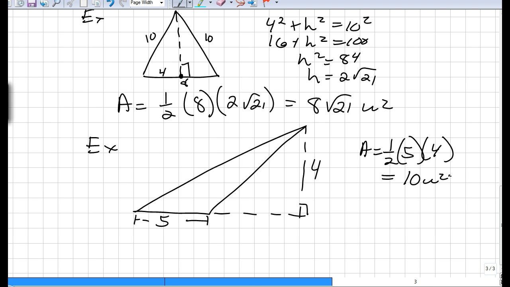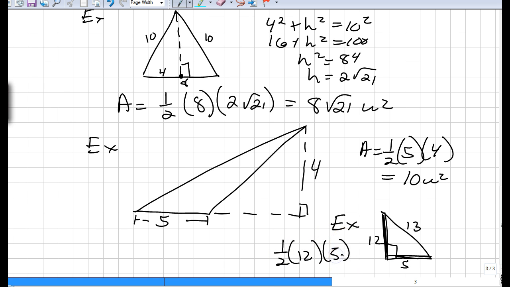Okay, and remember, on a right triangle, the legs are considered the height and the base. Okay, so if you have a right triangle where this is 12, this is 5, this is 13, then 12 is my altitude or height, and 5 is my base. So it's going to be 1/2 times 12 times 5, or 6 times 5, or 30 units squared.